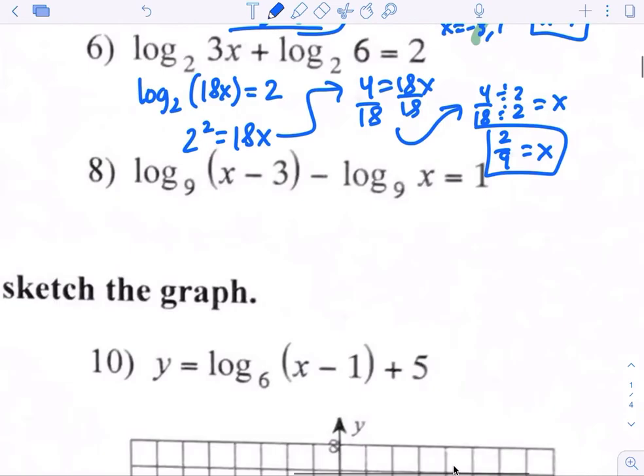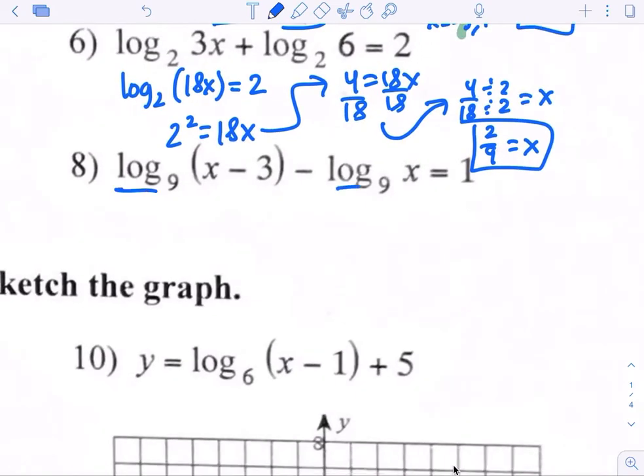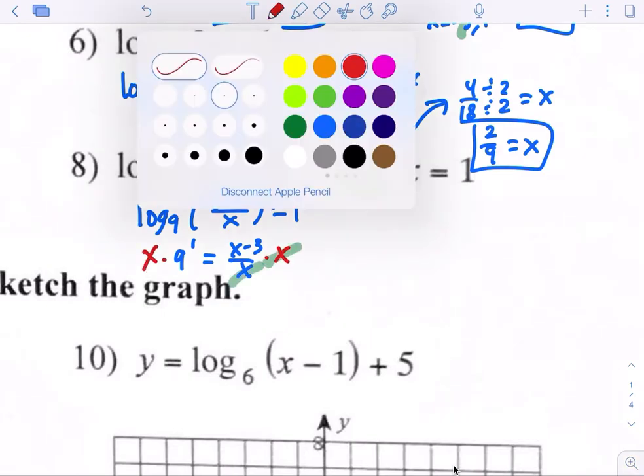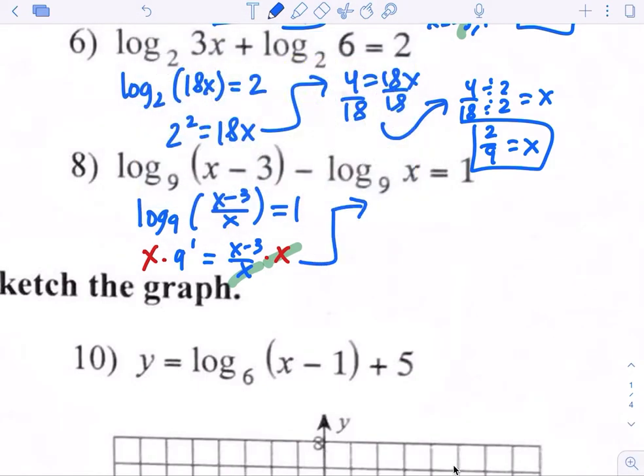Last one for properties. All right. Log minus log, so it's the quotient rule. So log base 9 of x minus 3 all over x is equal to 1. Log form to exponential, so 9 to the first is equal to x minus 3 over x. Let's go ahead and multiply both sides by x so that we could cancel these off. 9x is equal to x minus 3.